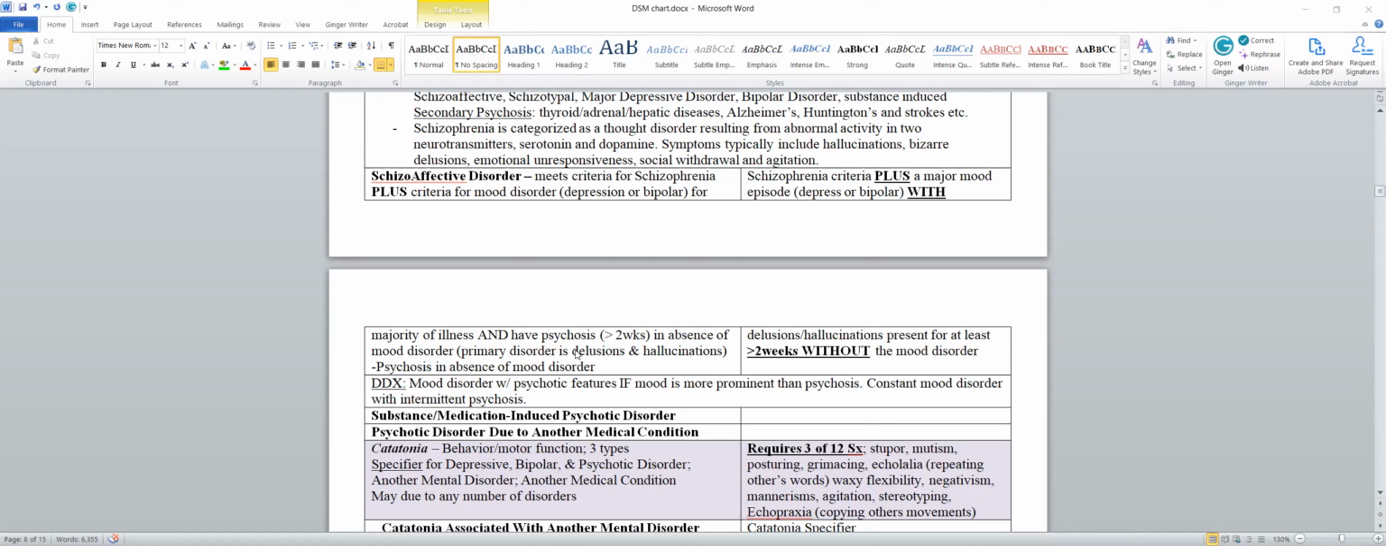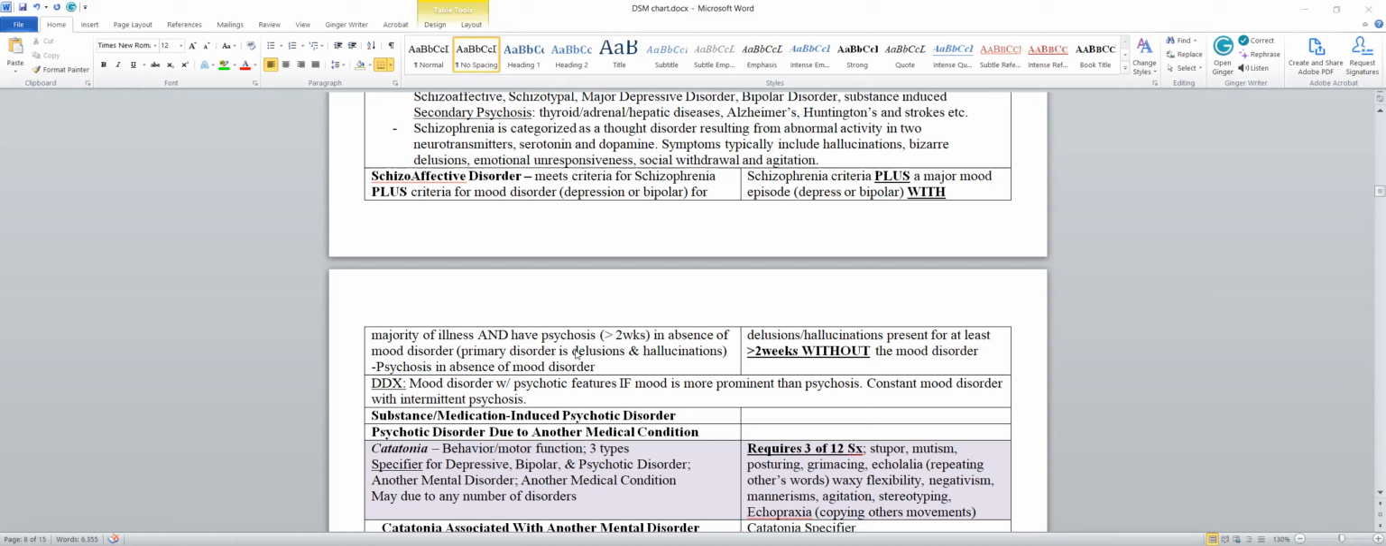So schizoaffective disorder has to meet the schizophrenia criteria plus a major mood episode like depression or bipolar, with delusions and/or hallucinations present for at least 2 weeks without the mood disorder present.